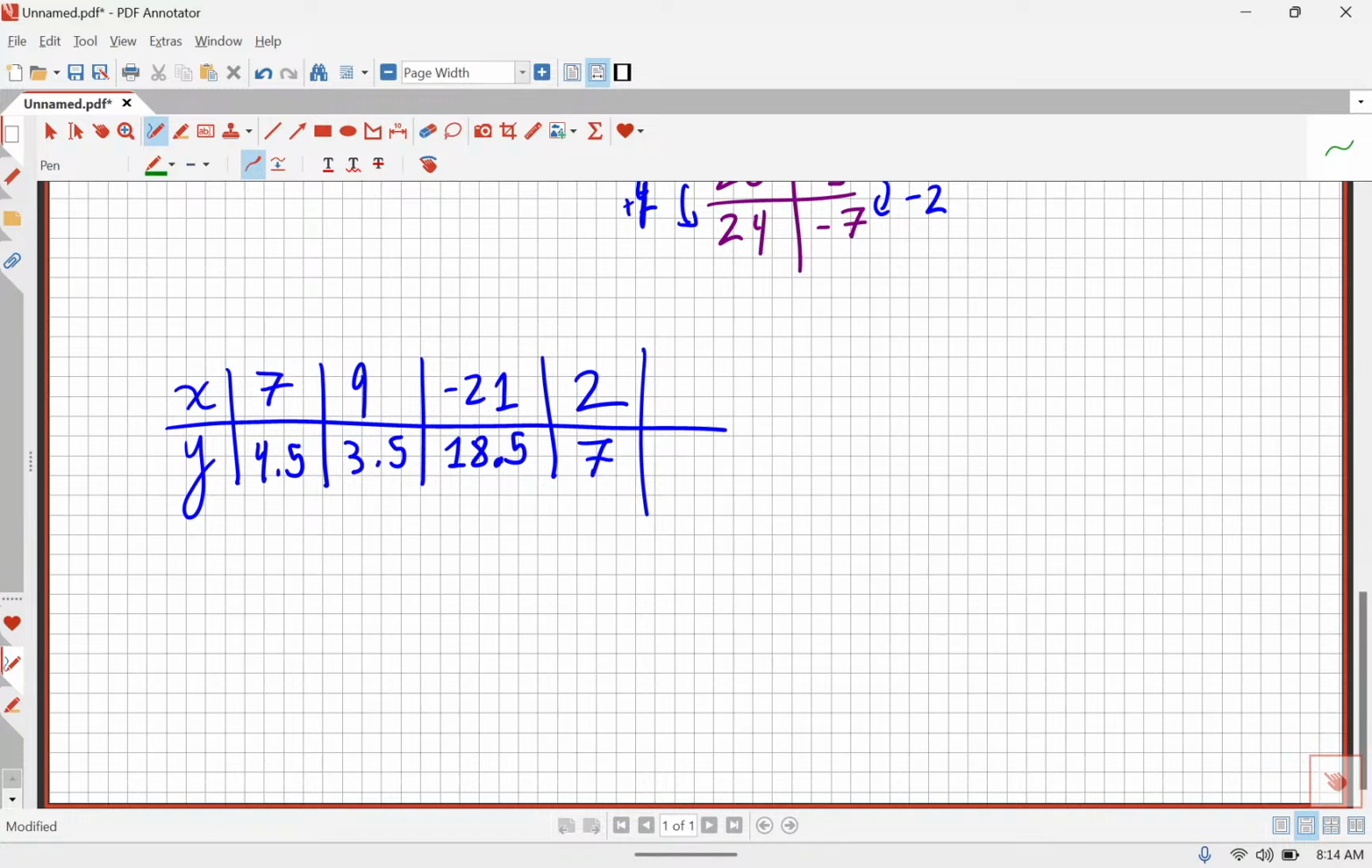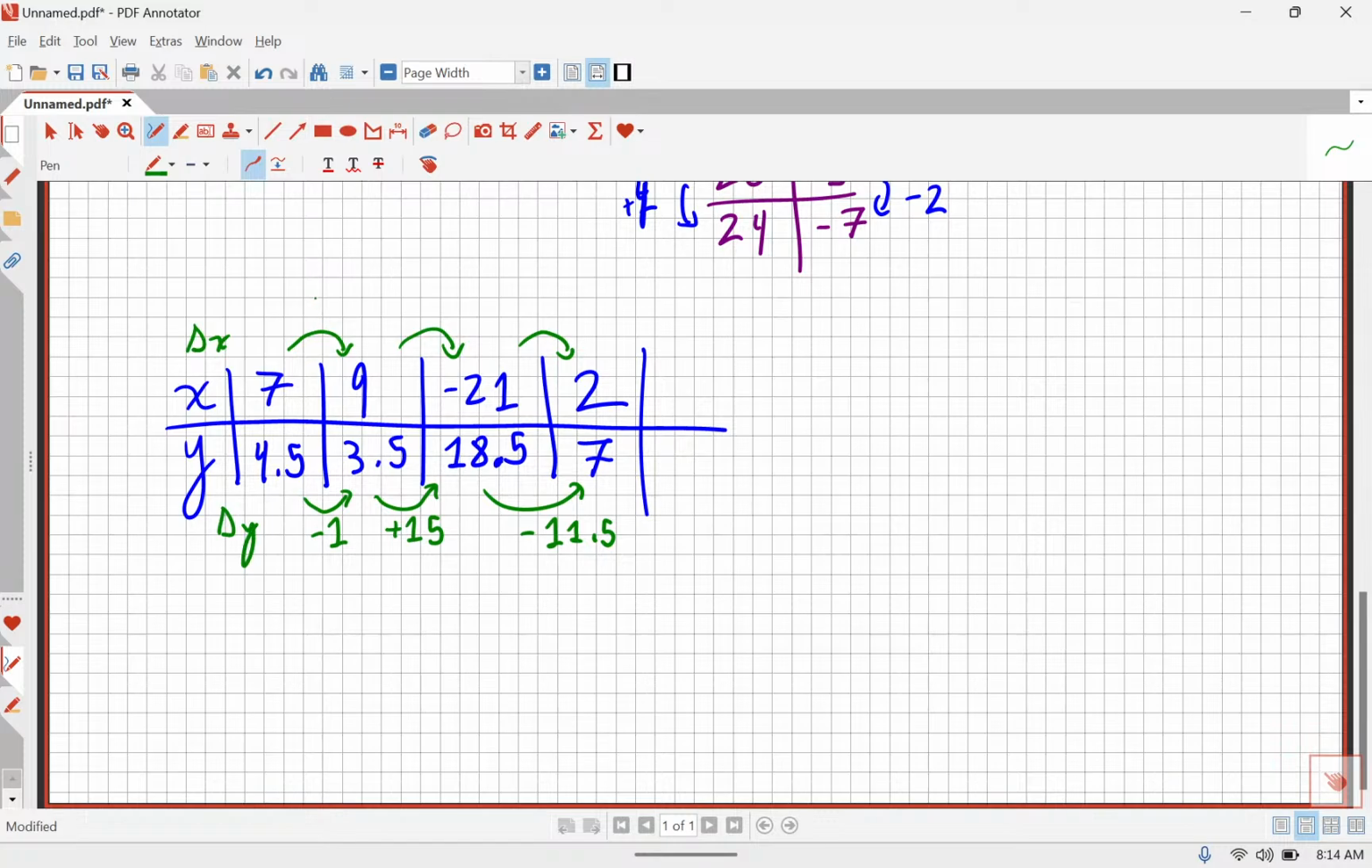In order to check if it's linear, we're going to check the change in y over the change in x fraction for every step of the way. From 4.5 to 3.5, how much did it change, Hoibing? It went down 1. How about 3.5 to 18.5? It went up 15. And 18.5 to 7? Down 11.5, yes? Is that right? Perfect. That was my change in y. That was my change in x.